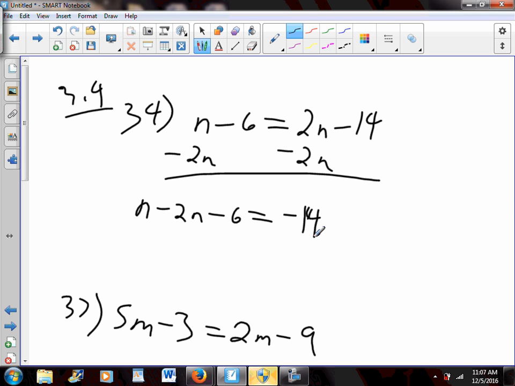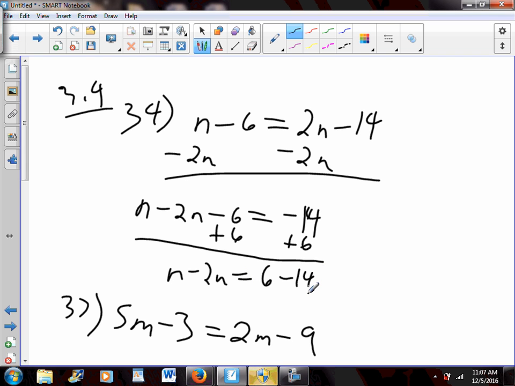Now I want the constants all on one side, so I'm going to add 6. So now that's going to give me n minus 2n equals 6 minus 14. What's n minus 2n? Be careful with your negatives here. What's n minus 2n?